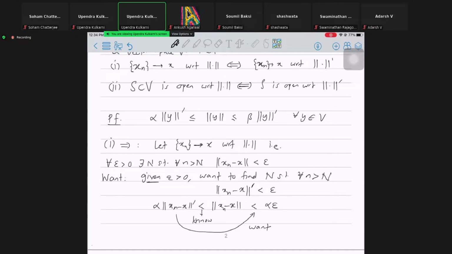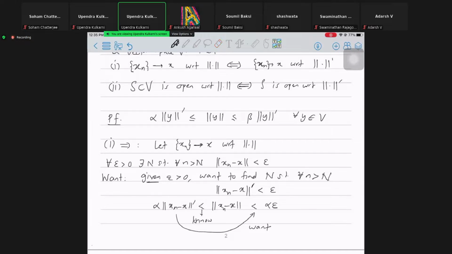So let us just change this. I'm going to change this by saying, see, this statement is true for all epsilon, right? So which epsilon will I take? I will take alpha times the epsilon that is given as a challenge for the prime norm, for the convergence requirement with respect to the prime norm.